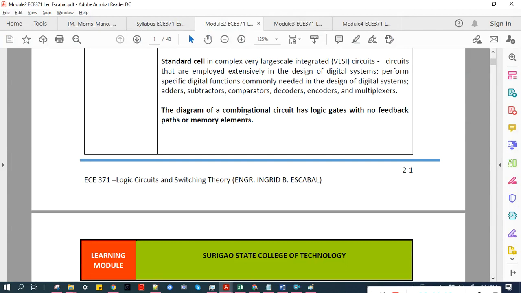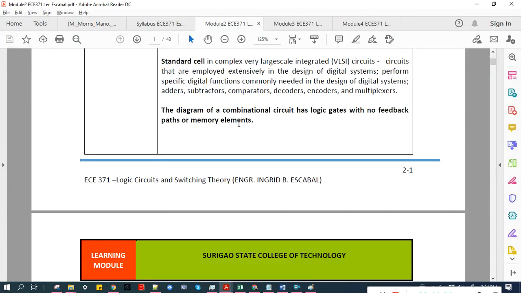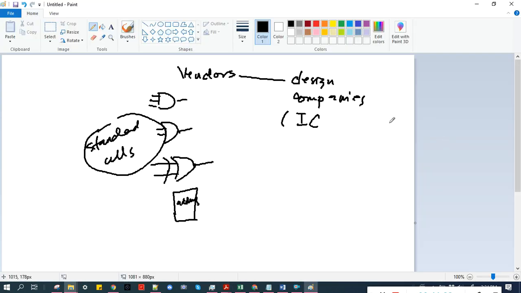The diagram of a combinational circuit has logic gates with no feedback paths or memory elements. Yeah, if we check our previous modules, for example, this is an example of a combinational circuit.